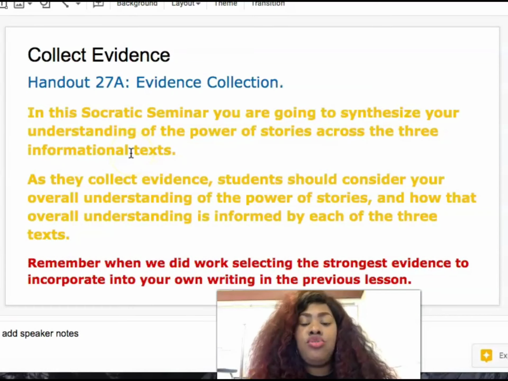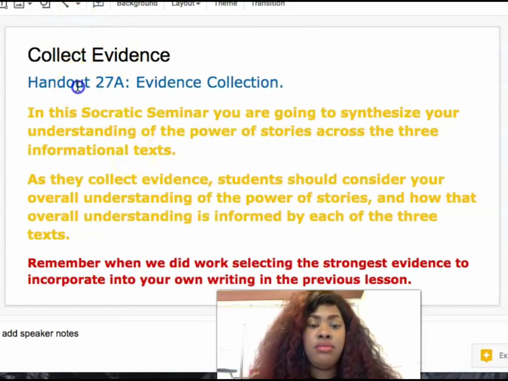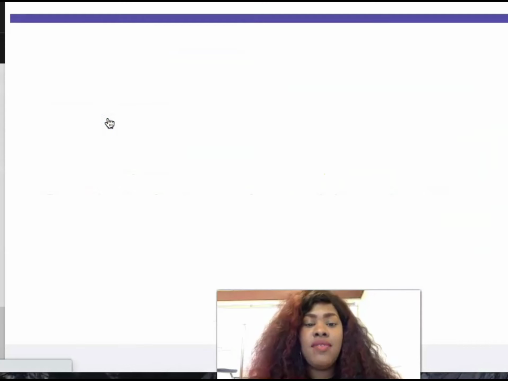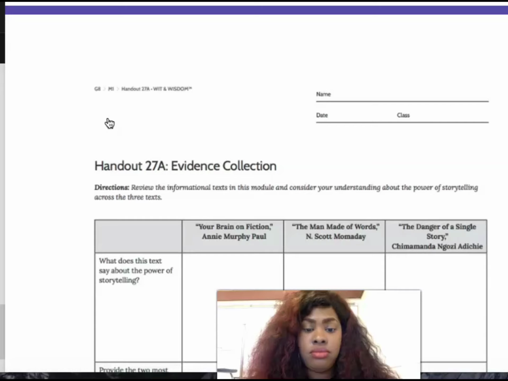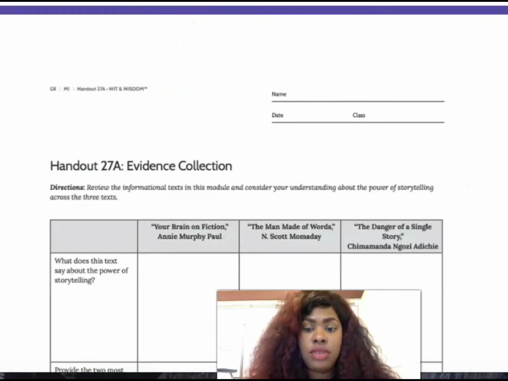So I want us to look at handout 27A. And this is our evidence collection handout. So we are going to review the informational text that we've read in the module, and you are going to consider your understanding about the power of storytelling across all three of these texts. We've read Your Brain on Fiction, we've read The Man Made of Words, and we've also read The Danger of a Single Story.